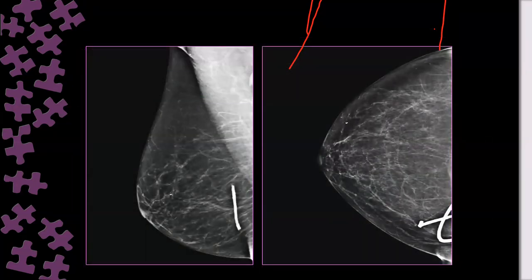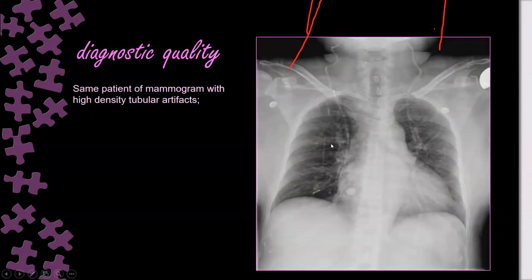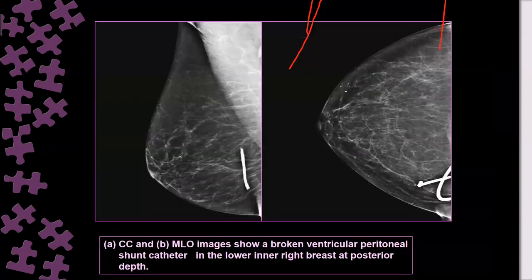It's coming in the medial aspect of the breast. You can see it here in the MLO, you can see it here on the CC view. You see here? That is the one within, and they change to the other side, maybe. That one is broken. A broken right ventricular shunt catheter, intact left one. And you see here?